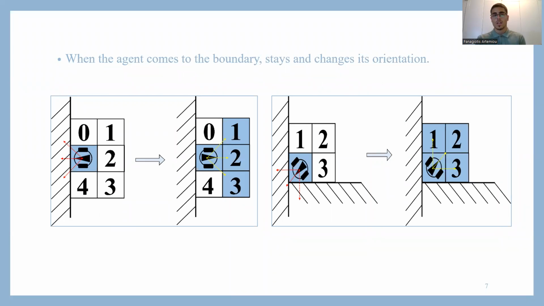Also, when the robot comes to a boundary, we applied some simple mirror mapping, and the robot stays where it is, changes its orientation to the opposite, and continues its path normally.